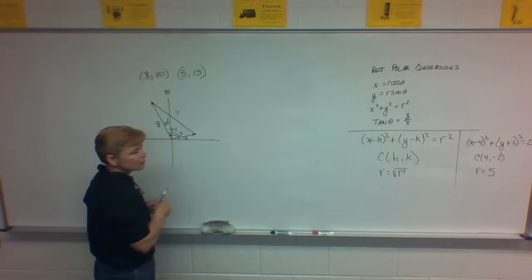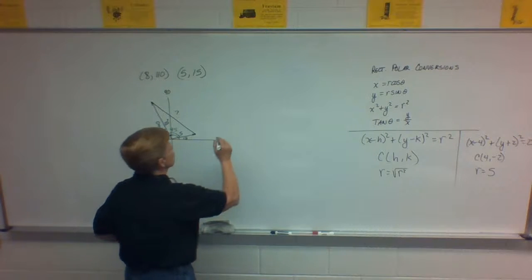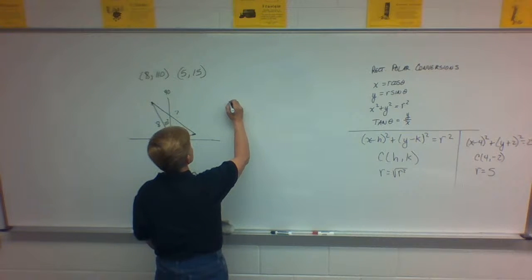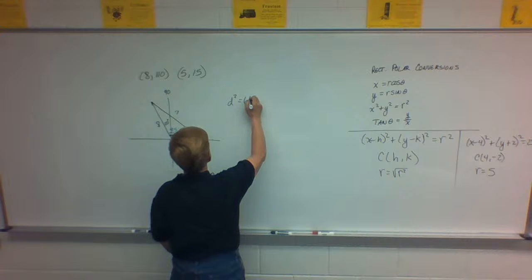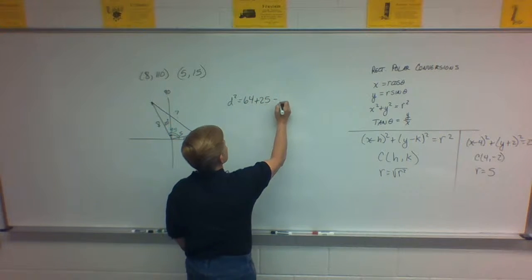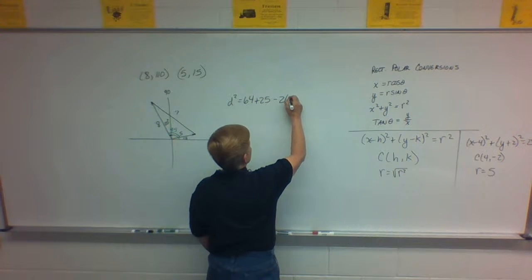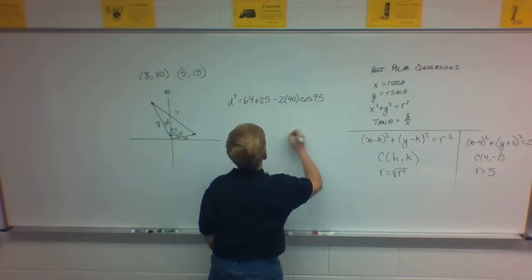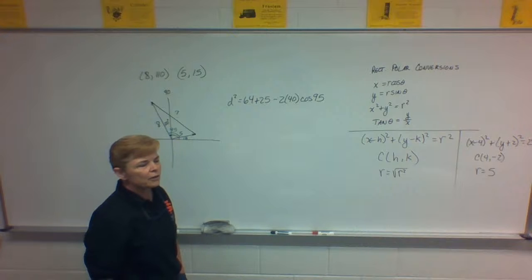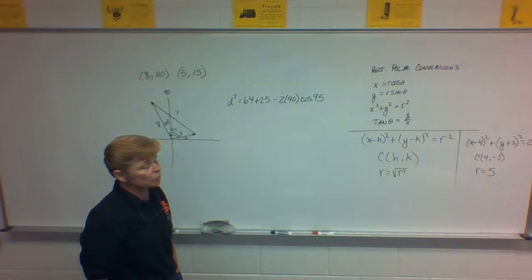So we can find that distance using the law of cosines this way. Question mark, which I'm going to call D for distance. D squared, that's the side opposite the angle I know, is going to be equal to, using law of cosines, 64 plus 25 minus 2 times 8 times 5 cosine of 95. What's the first thing you better do before you start calculating? Get back to degrees. Your mode is critical.